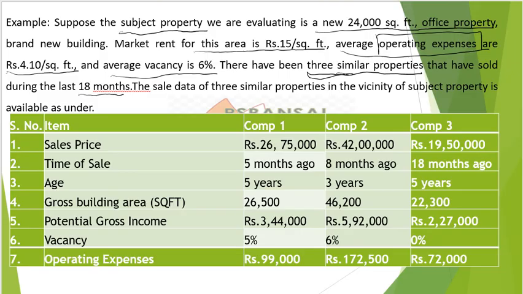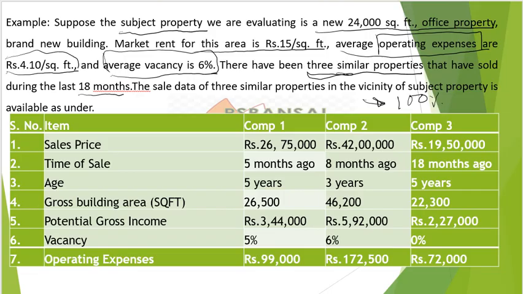So the cost of all these things comes under the heading of operating expenses, which is given to you as rupees 4.10 per square feet. And vacancy means out of 100%, if the building was not occupied 100% throughout the year.